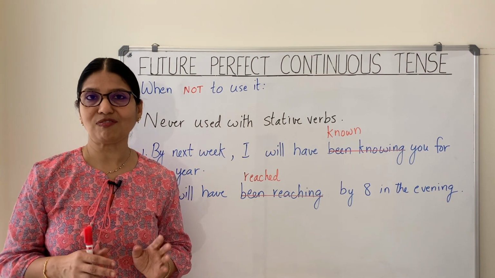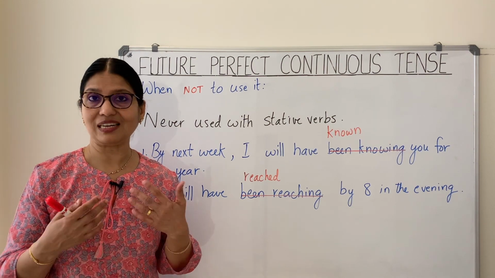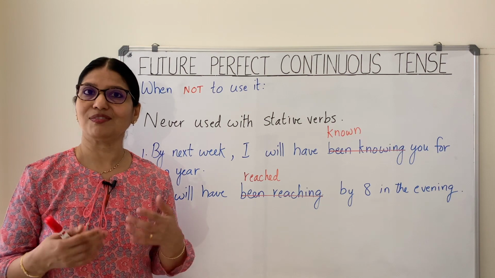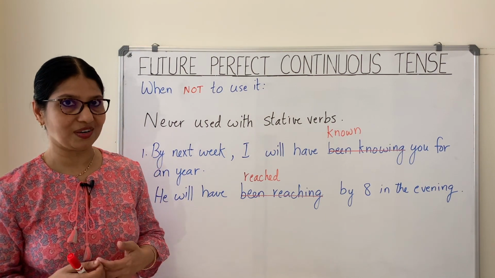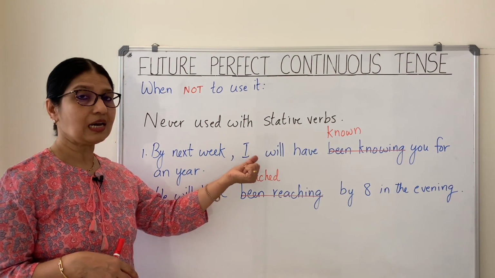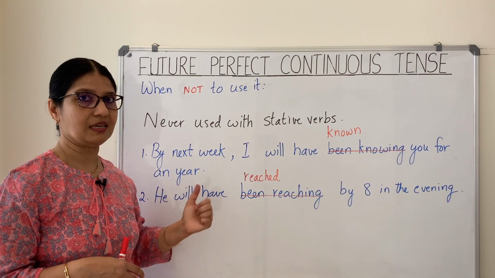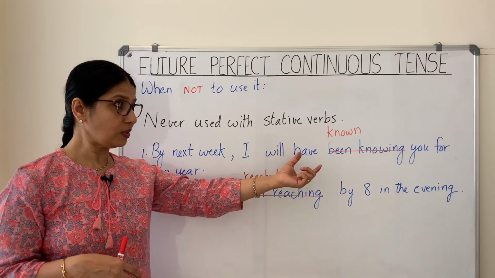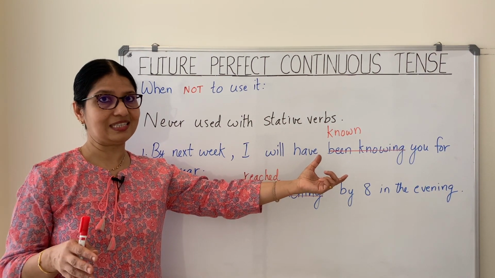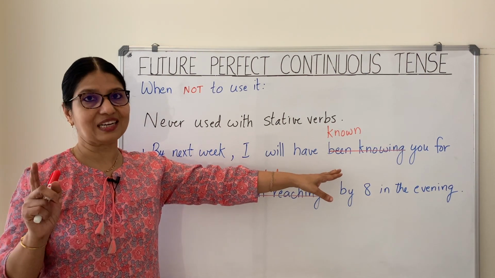You know that stative verbs are those kinds of verbs which deal with mental activities like thoughts, feelings, emotions, and so on. For example, by next week, I will have been knowing you for a year. So know is the verb which is used here. It's not an action verb, it's a stative verb. So we cannot use it in the continuous form.